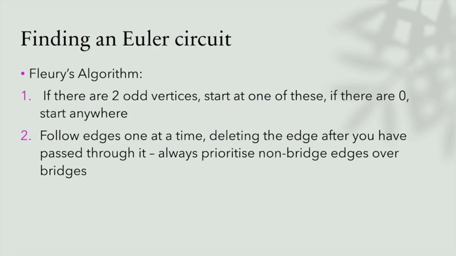So a bridge edge is any edge that is the sole link to one vertex. So if you got rid of this, then that vertex would no longer be connected. So you prioritize the non-bridge edges over the bridges to avoid disconnection.